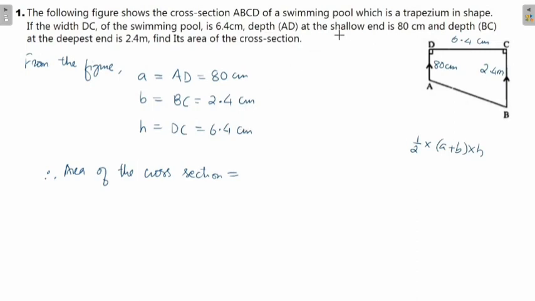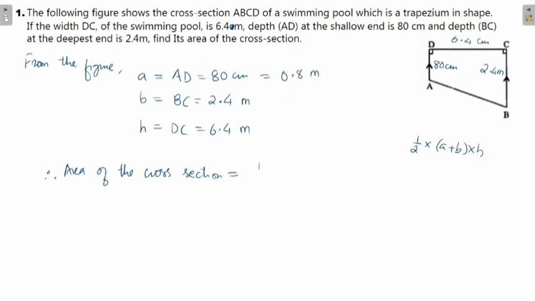Okay, it is given as 6.4 meter, I guess. Yes, this is meter, not centimeter. AD is given to be 80 centimeter, and this is also given in meter. So if all these are in meter, let's convert this also into meter. If you convert this into meter, it becomes 0.8 meter.